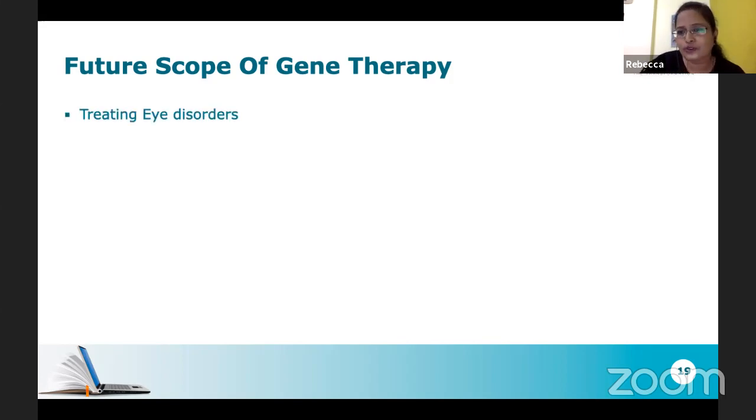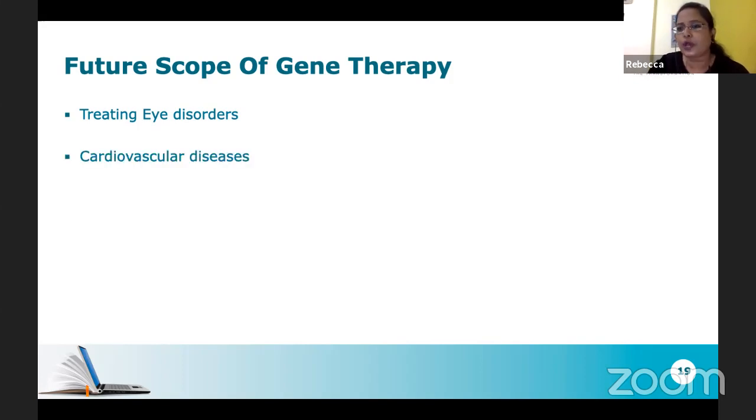So I would like to tell you a few diseases which can be treated with gene therapy. The first is treating an eye disorder. This is a very well known thing, how we can take out the mutant gene and replace it with a transgene, using the wild-type and positive genes and inserting them into the particular place. This is very popular also, and there are a lot of positive results in treating eye disorders.